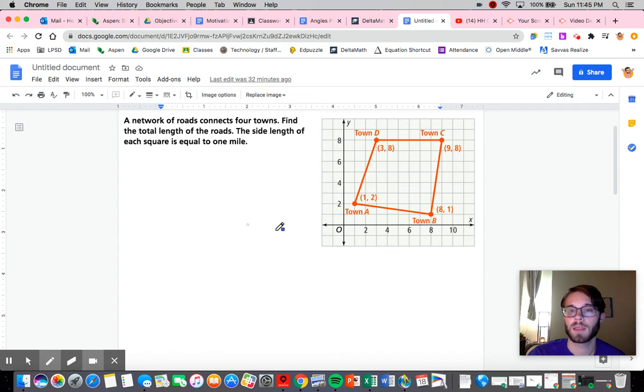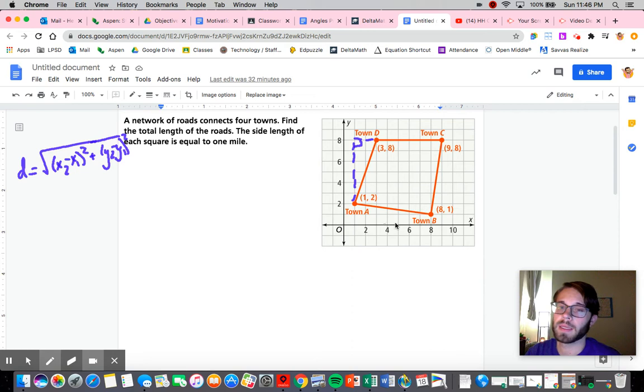For those that recall, the distance formula, as you can kind of see here if we sketch it out, just comes from right triangles, right? It comes from the Pythagorean theorem. So to recall, the distance formula is just distance is equal to the square root of x2 minus x1 squared plus y2 minus y1 squared.